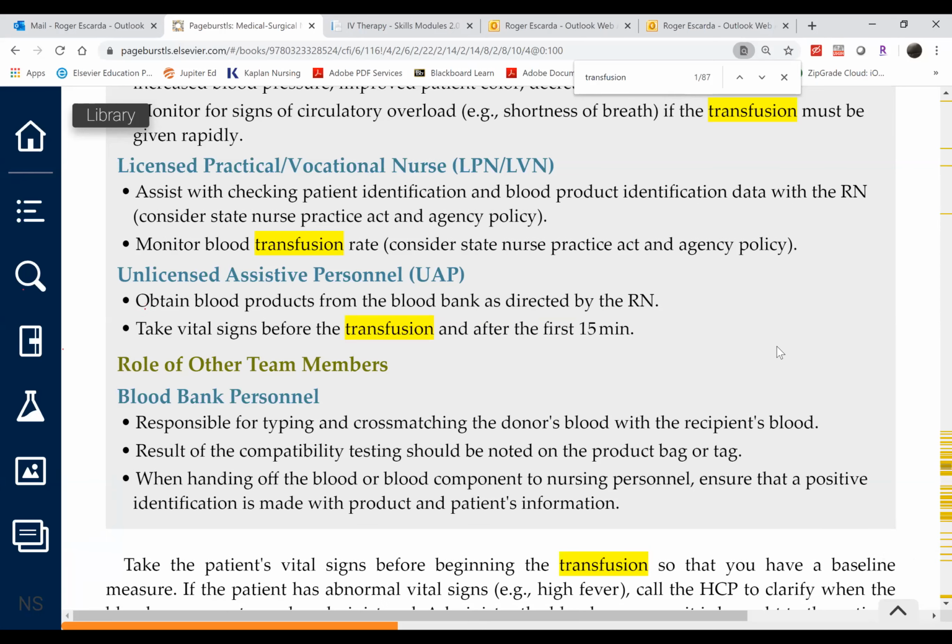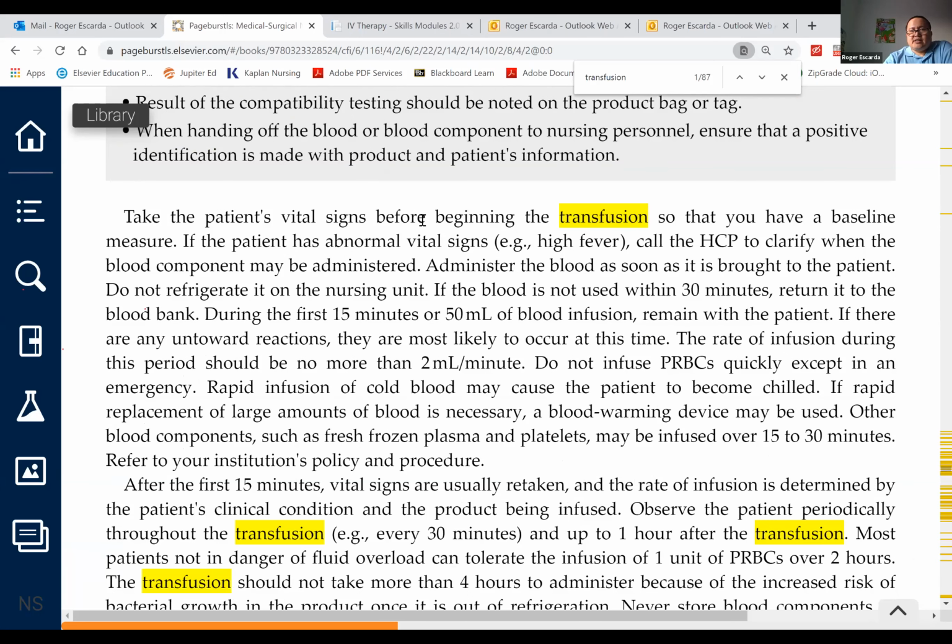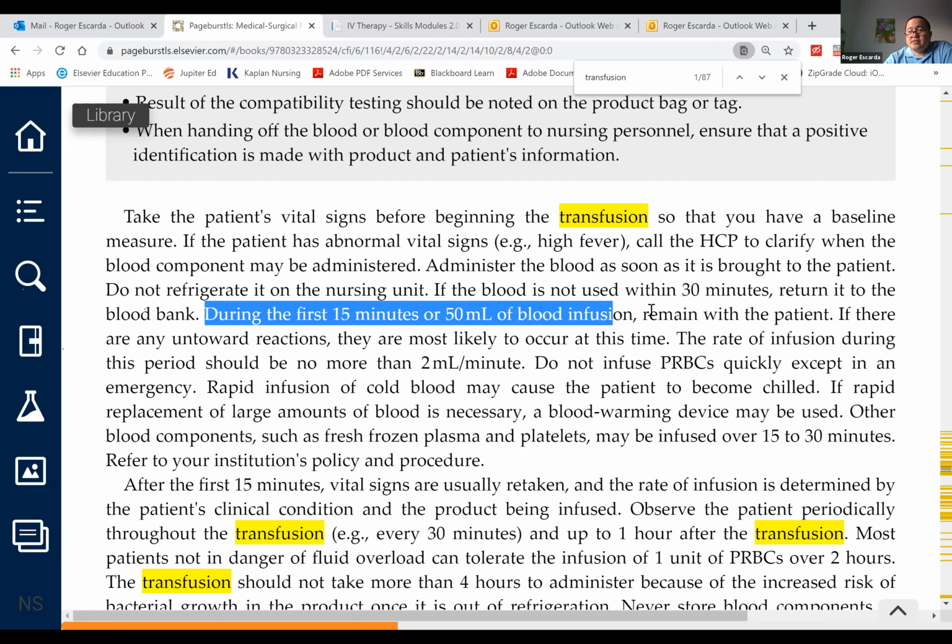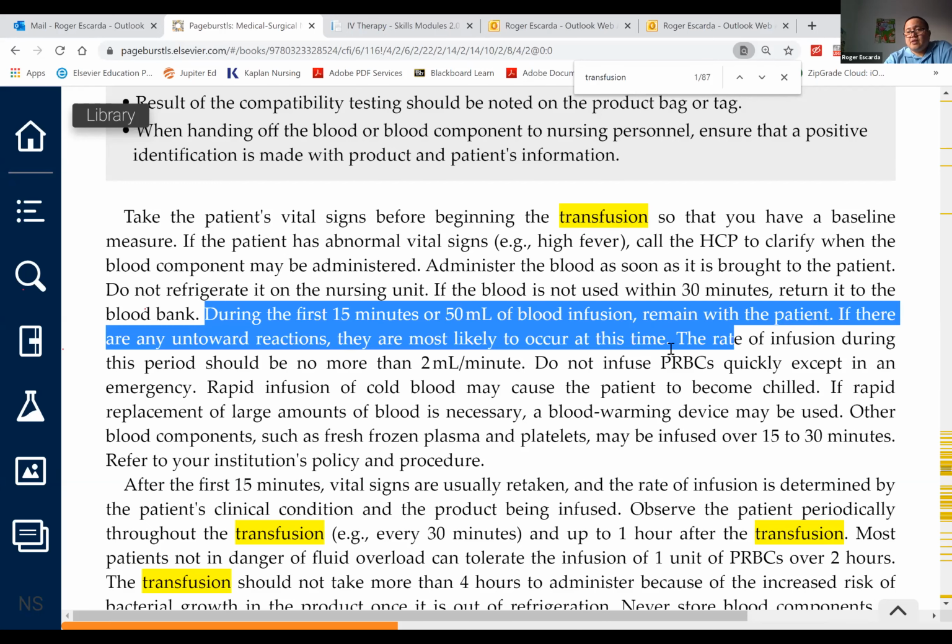Yes. Okay, so here's the procedure. You take the vital signs before the transfusion, and then you stay with the patient during the first 15 minutes. Here's the rationale: most reactions occur during that time. So therefore, the first 15 minutes, who takes those vital signs once the transfusion has started? The CNA? Oh, the nurse. This one has to be the RN.